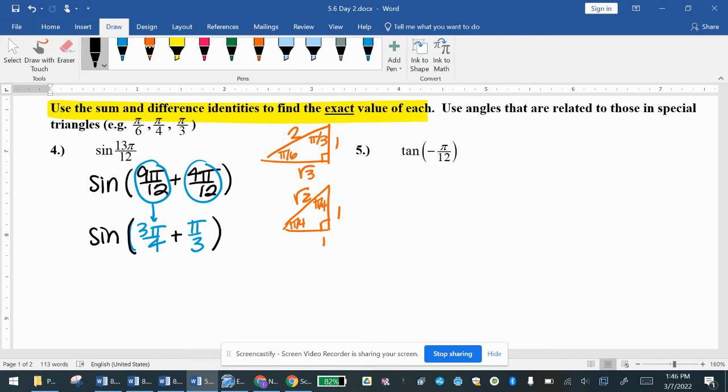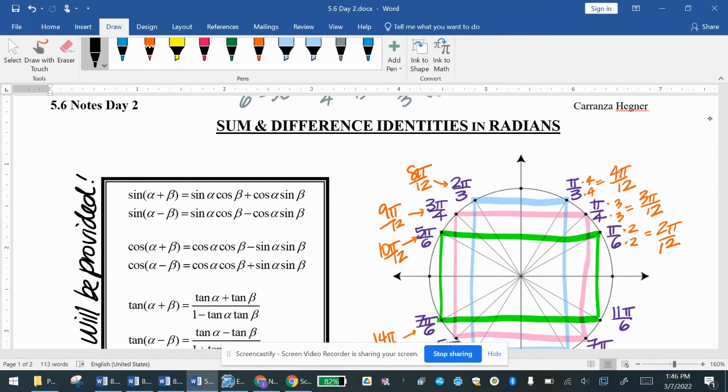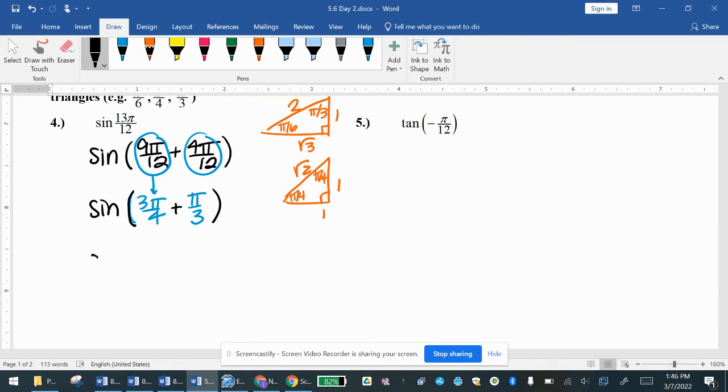Okay, so from here you follow the pattern given to you in the identities. This is a sum for sine. So we're going to be using this top pattern or top identity. So you're going to take the sine of the first angle times the cosine of the second angle. Then you're going to add the cosine of the first angle and the sine of the second angle.